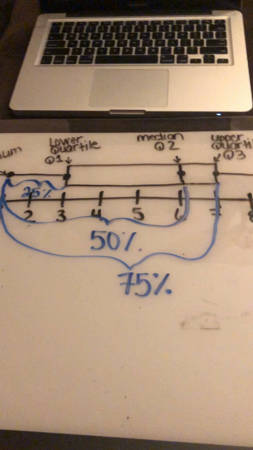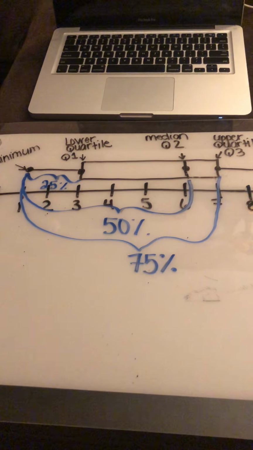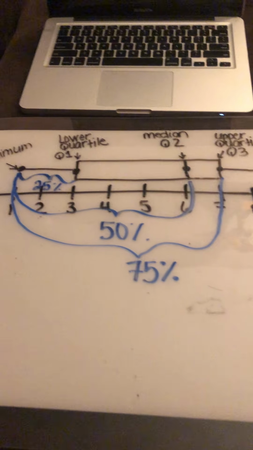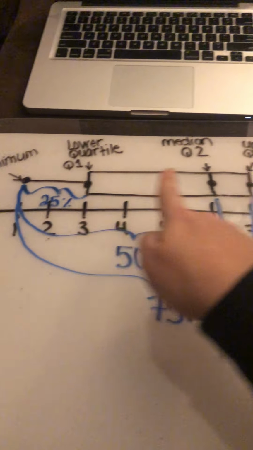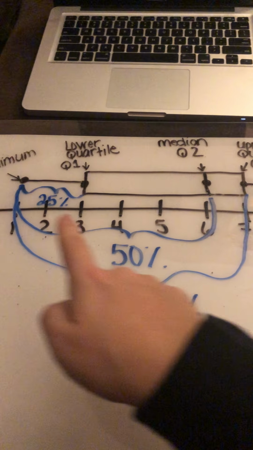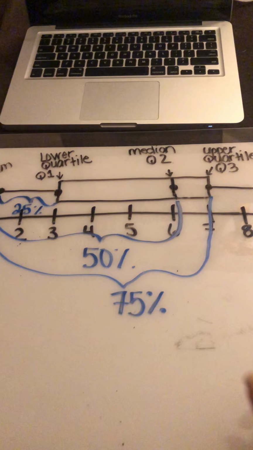Sometimes they're going to ask you about the percentages in your box plot, so just so you can see how they break them up: from the minimum to quartile 1, it's 25%. From the minimum to quartile 2, it's 50%. And from the minimum to quartile 3, it's 75%.